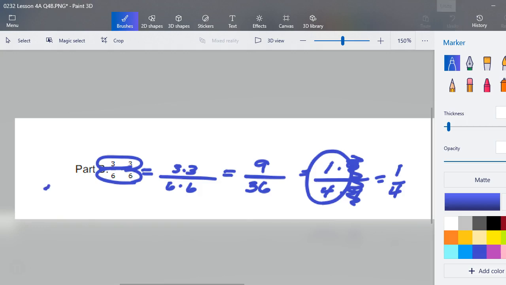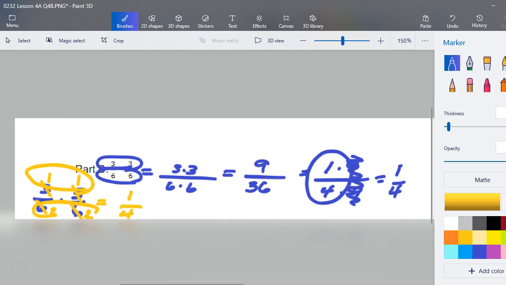That could have happened over here at the beginning. If I have 3/6 times 3/6, I have permission to reduce anything from the numerator to the denominator because of this multiplication. Like 3 goes into 3 once, 3 can go into this 6 twice. And when I multiply top times top and bottom times bottom, I get to 1/4 faster. Neither way is better or worse. You just need to find a way that works for you and stick with it accurately.